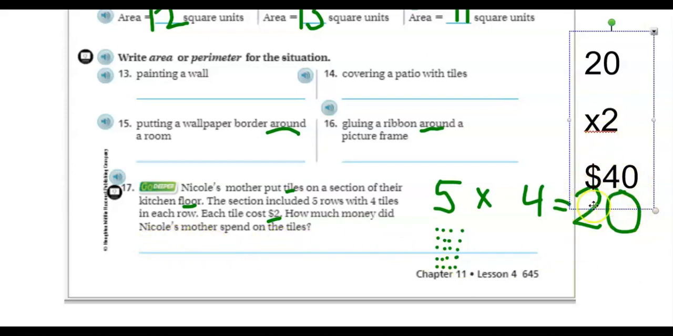Each tile costs $2. Now you could skip count down here, 2, 4, 6, 8, 10, 12, 14, 16, 18, 20, 22, 24, 26, 28, 30, 32, 34, 36, 38, 40. So you would skip count by 2s. But we know if we use multiplication, it's a lot faster because we have the same amount for each of the 20. So we would multiply. We'll move on to the next page.